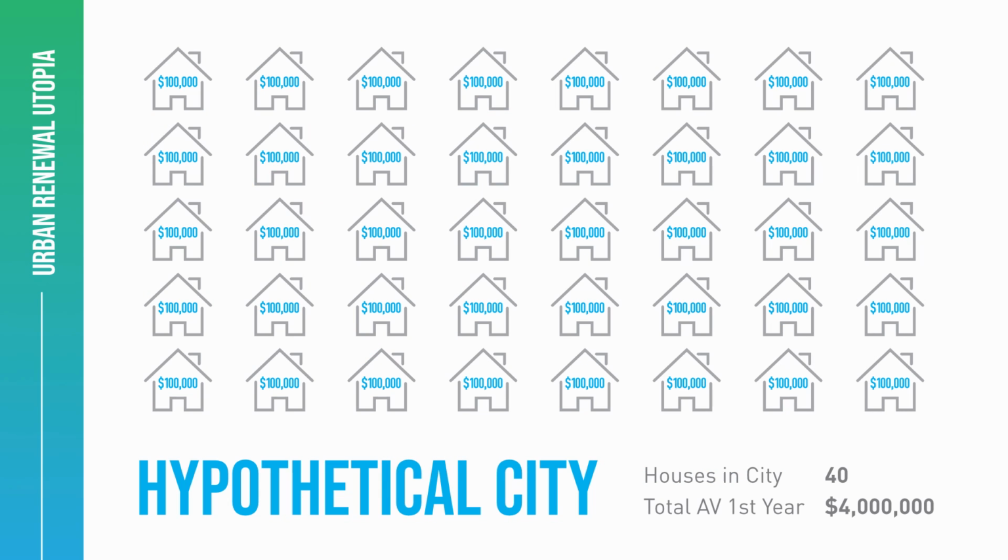To build a conceptual understanding of how an urban renewal area generates property tax revenue, we will use a hypothetical city as an example. In this city, there are 40 houses, each with an assessed value of $100,000. This means the total assessed value in the hypothetical city is $4 million prior to forming an urban renewal area.